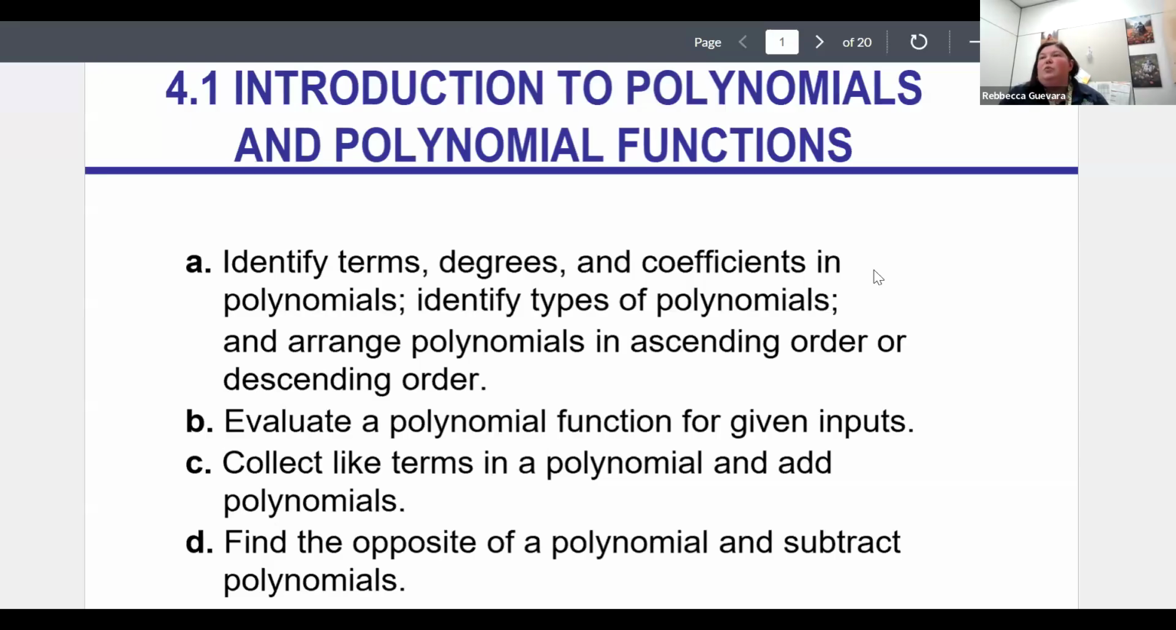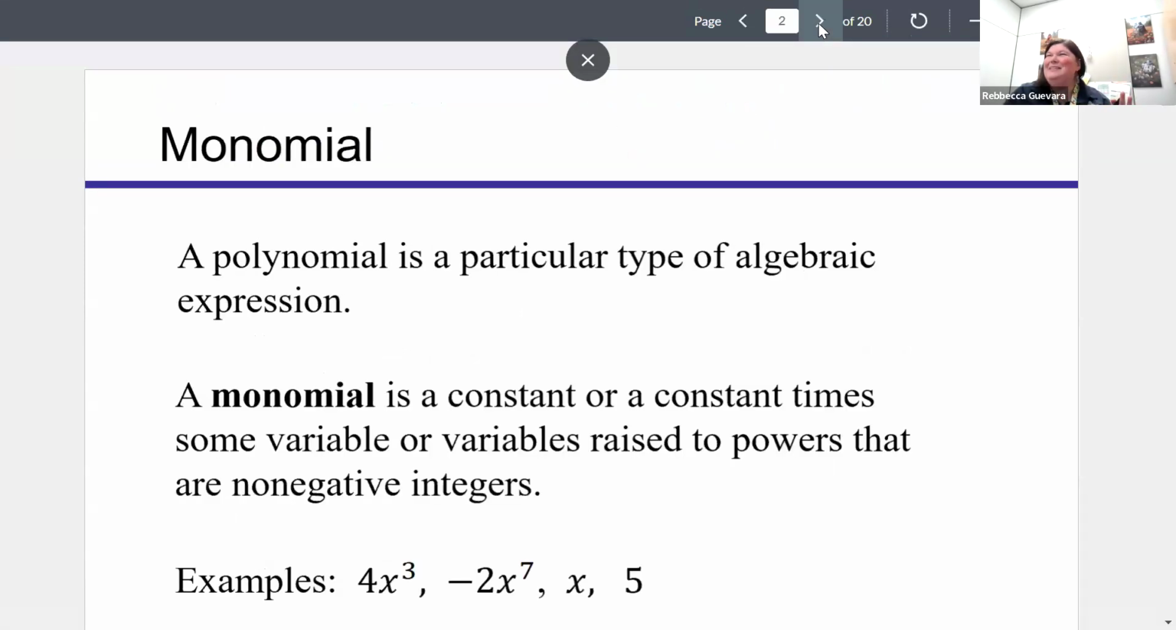Okay. So in this section, we're going to start polynomials. So we're going to go through several things. We're going to talk about what a polynomial is. So we're going to do some identifications on polynomials. We're going to talk about adding, subtracting polynomials, multiplying them, and then later factoring them, which is kind of the division version, but not quite there.